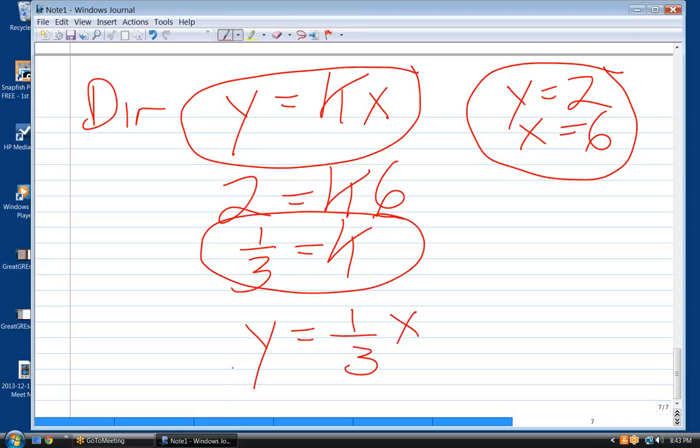That's it. So now if they say, okay, what is y when x is 30? You can answer it. What do they ask? What is y when x is 3/4? Okay. What is y when x is 3/4? 3/12, which is 1/4, yes.